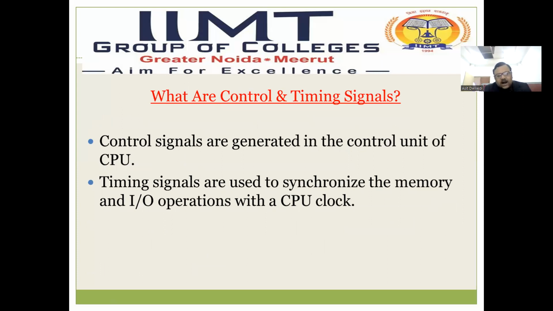What are control and timing signals? Control signals are generated in the control unit of the CPU. Timing signals are used to synchronize the memory and IO operations with the CPU clock.